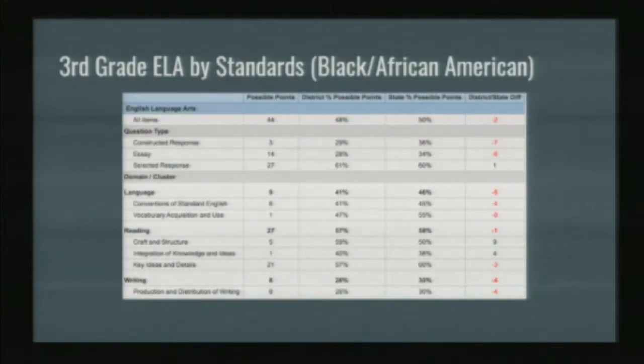And then I'm also going to show some charts I pulled up that look at each of the different subgroups. As an example, this is how our Black African-American students performed in third grade ELA. As you can see on the far right-hand side, that's where you'll see the achievement gap start to creep into our conversations, because our Black African-American students in third grade across the district have performed below the state in many of the areas.